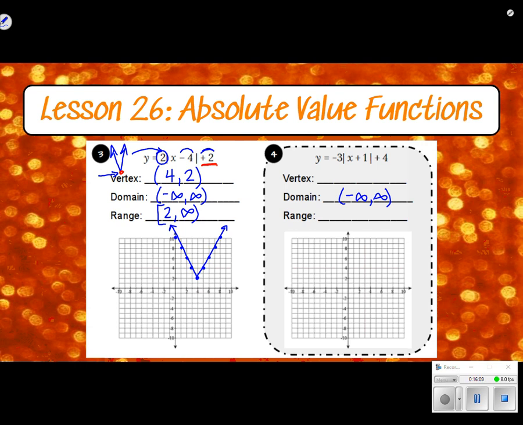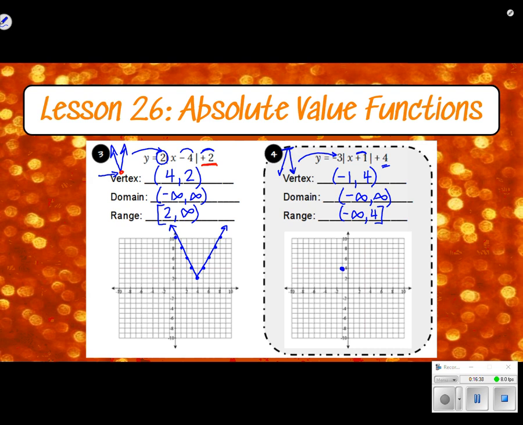All right, let's look at number 4. Our vertex is -1, 4, because I see a +1, it needs to be a -1 in the parentheses. All right, the range looks like my a value is negative, so that means it's opening down. So that means I'm going from negative infinity all the way up to my vertex, which has a y value of 4, and that gets a bracket.